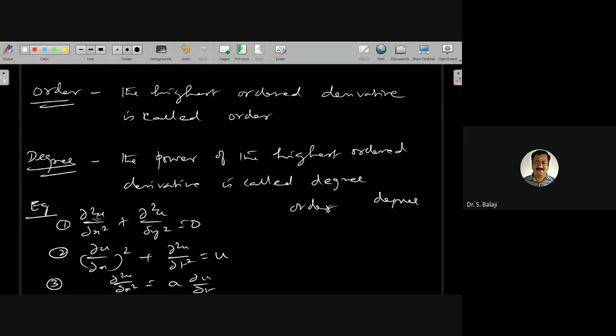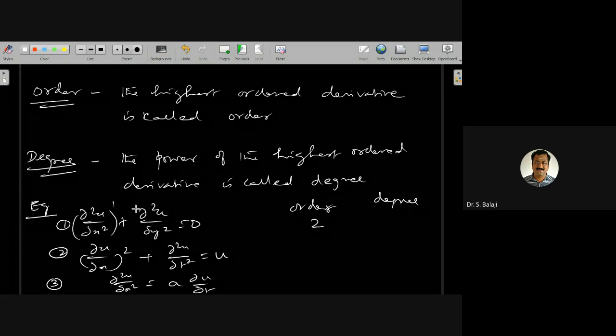The highest order derivative here is ∂²u, ∂²u, ∂²u. For both, the order is 2 only. Therefore, the order is 2. What will be the power of the highest order derivative? This is 1 only here. It is also power 1. So the degree is 1 here.